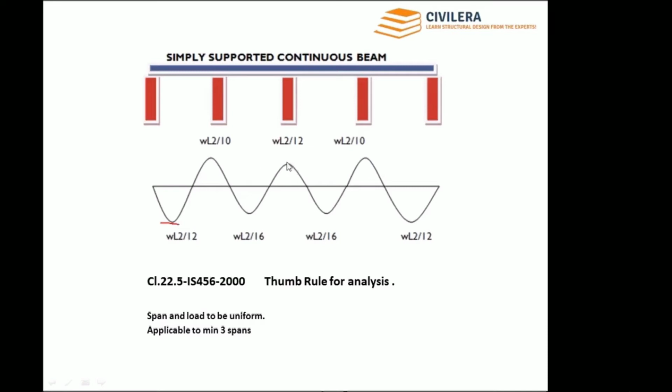continuous at both ends. Here it's continuous at one end, so it's getting reduced from WL square by 8. Now here it is continuous at both ends, so it is further reducing to WL square by 16. So this is how the thumb rule logically tells. Here WL square by 10, here WL square by 12, here WL square by 10. Again it's the first support, and at the end support it is generally assumed to be simply supported, and it is 0. It is not assumed, it is actually simply supported, and you have 0 here.